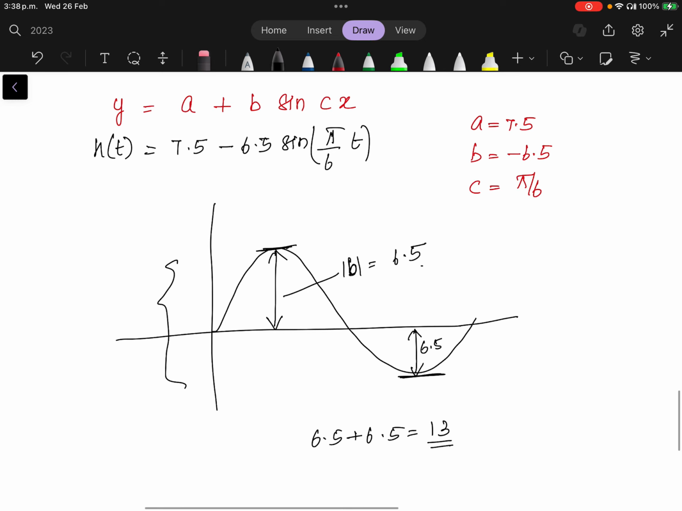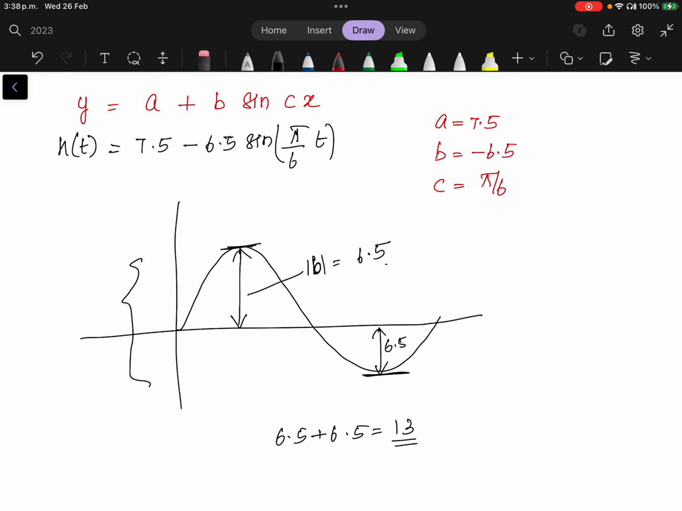The second question is to find the period. How will you find the period? Period is equal to 2 pi over c, which is equal to 2 pi over pi over 6, which is equal to 12 pi over pi, which is equal to 12. So you got the value over there also. Okay, so this is very easy.